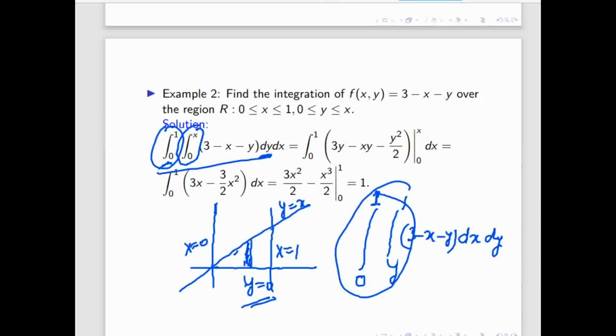So from this picture, you can get both integrations. If the original one is given, then you can find this, or if this one is given, you can find that. Both you can find. Yes.